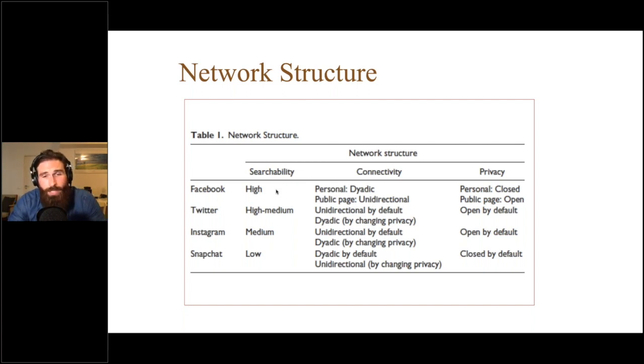Then you have connectivity. This is whether you can just follow someone without being their friend, or does that friend have to accept your friend request, which seems like a small change between Facebook and, let's say, Twitter or Instagram, but actually research shows that because of this simple design choice, the networks that the same person has across Facebook and Twitter don't actually overlap, which I think is quite interesting.